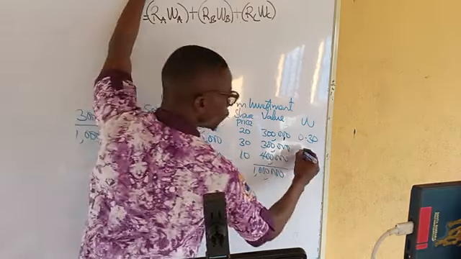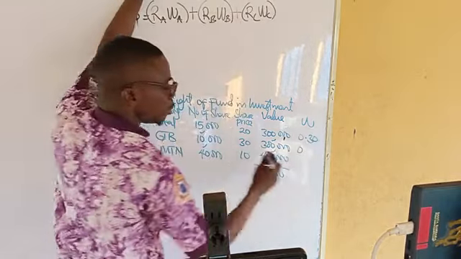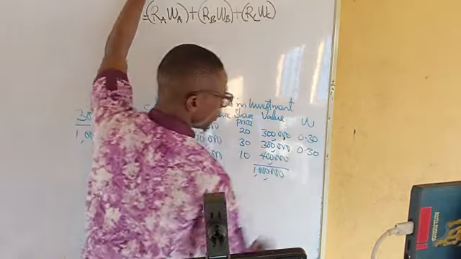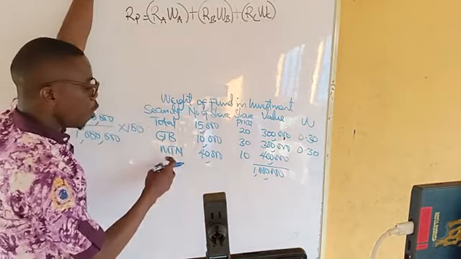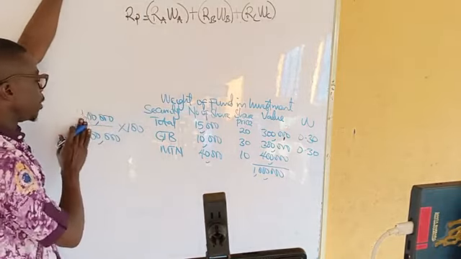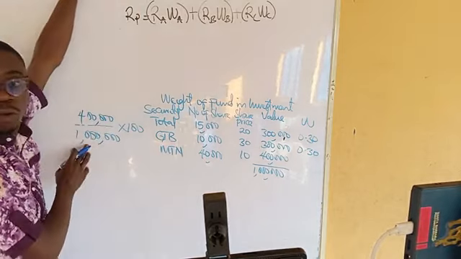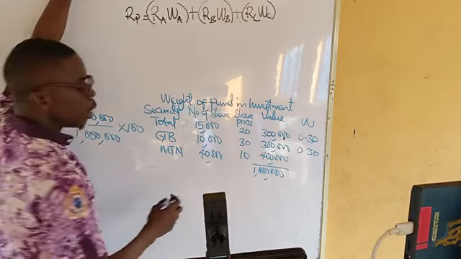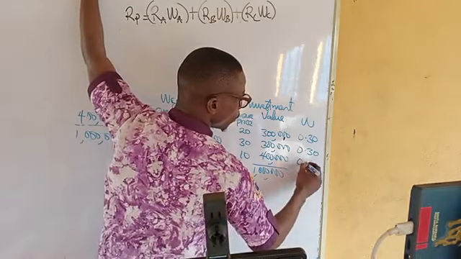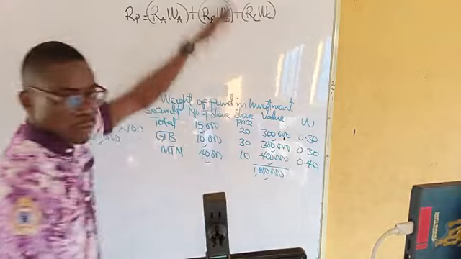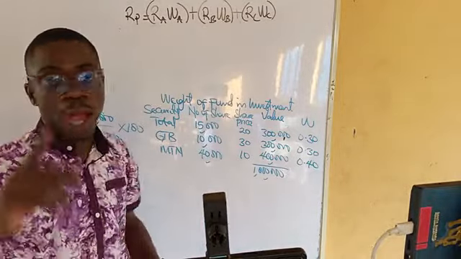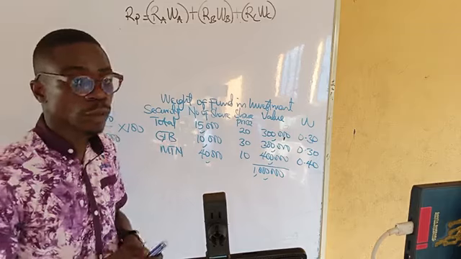The same thing is applicable to GT, 0.3. And for MTN, that will be 400 over 1 million, and that will give us 0.4.